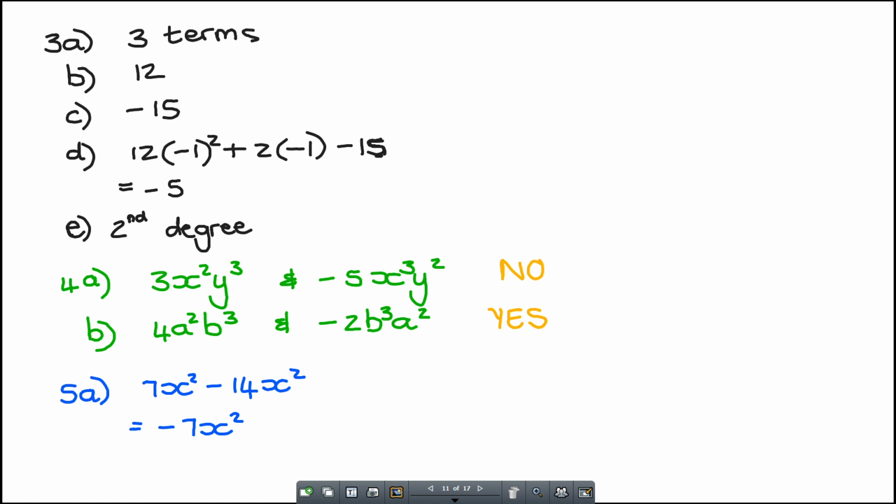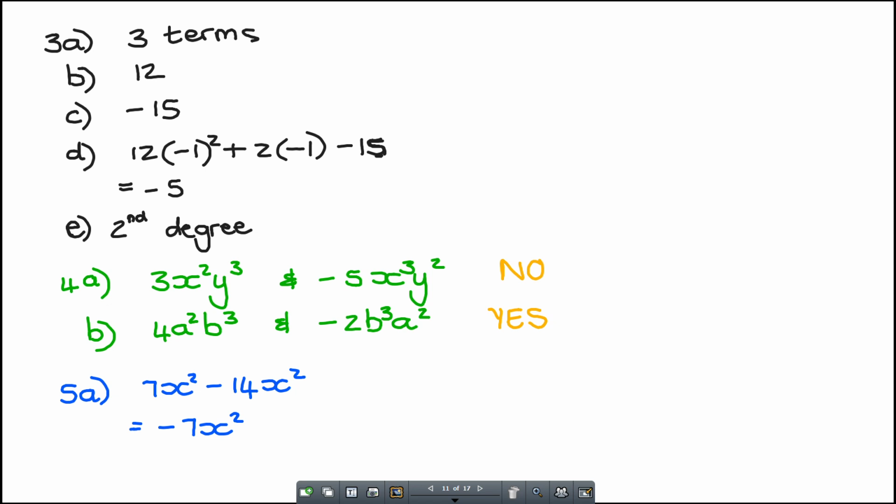at C, they said, what is the value of the constant term? Now, that's the one without any unknowns, and that was minus 15. So over there, if you left out the minus, you don't get the mark. Okay? You can't just say 15, because then you're implying that it's a positive 15, and it's not. Okay, at D, calculate the value of the expression when x is minus 1. So you'll see that I showed the substitution of the minus 1, and that then gave me 5.